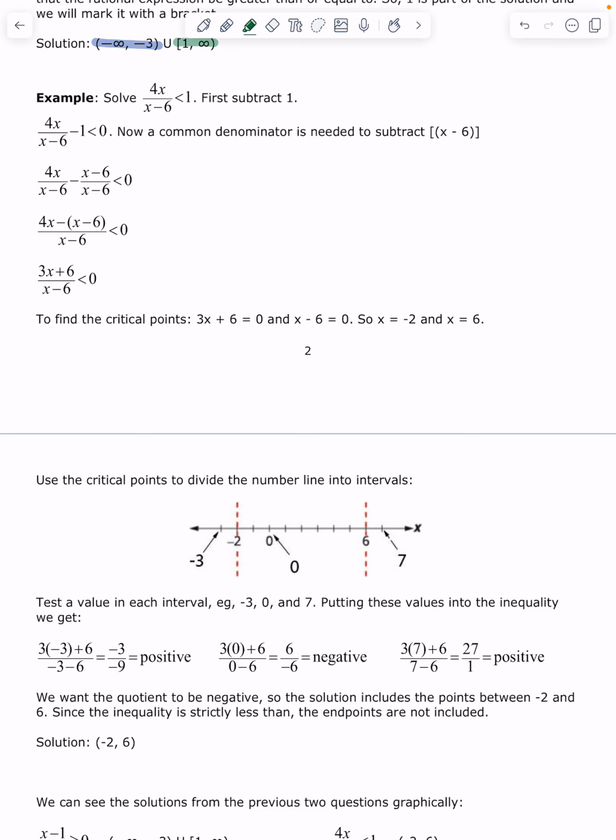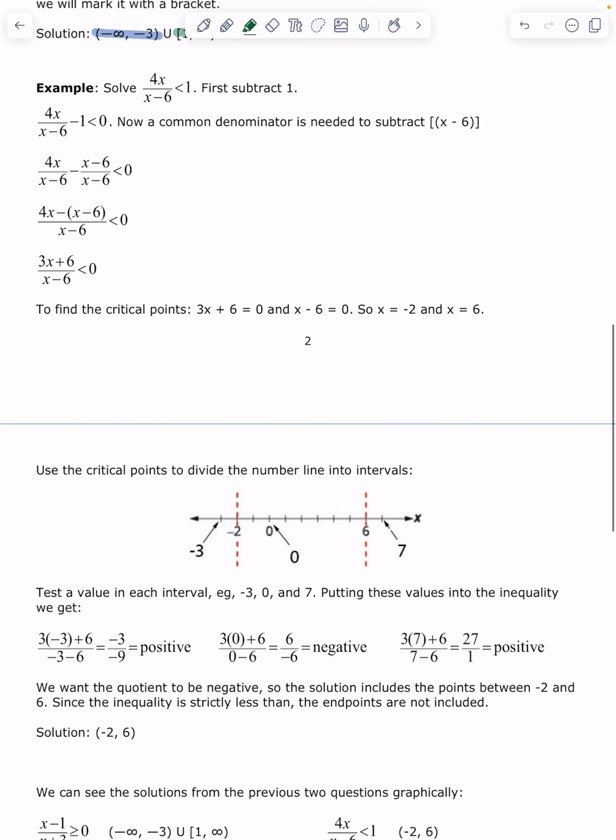Okay, here are the 7.6 notes. This is the second example starting at the bottom of page 2. So this one looks a little different. This is not set equal to 0. It's set equal to 1, so we've got to start by subtracting 1 from both sides.